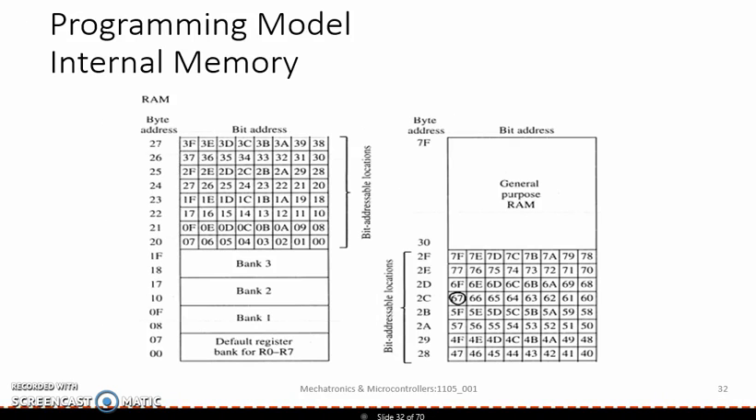So whatever I said in the previous slide is shown over here diagrammatically. You have 00H to 1FH where there are 4 register banks, 20H to 2FH which are bit addressable as well as byte addressable memory locations, and 30H to 7FH which is used as general purpose RAM.